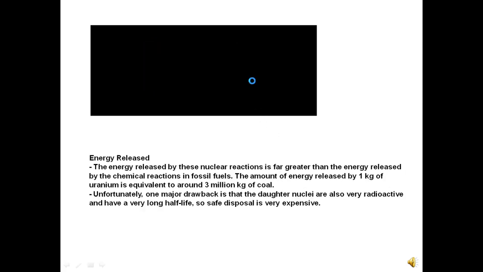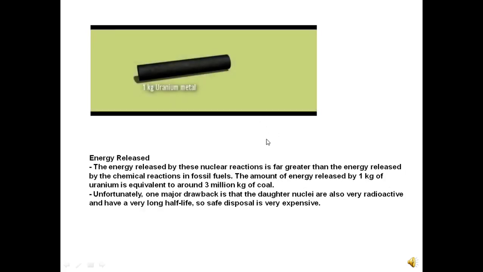So when your uranium nucleus splits, typically you get barium and krypton, not always, and you get two more neutrons in addition to the one that came in the first place. And every time that fission occurs, you get energy released.